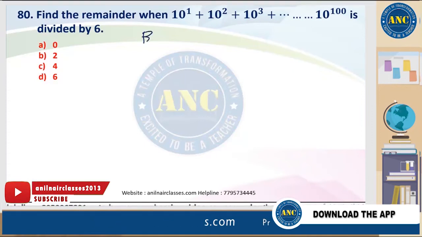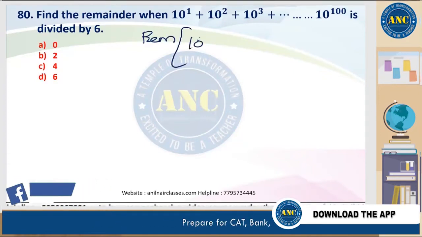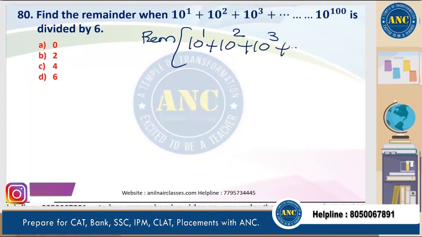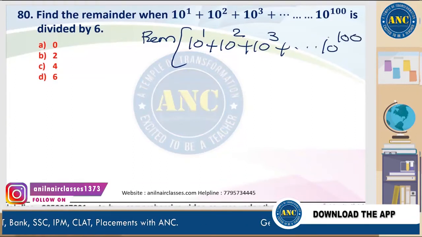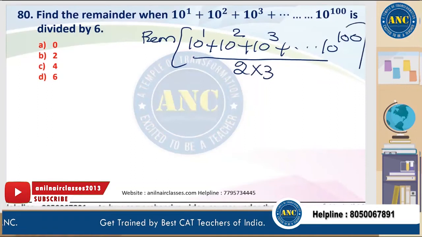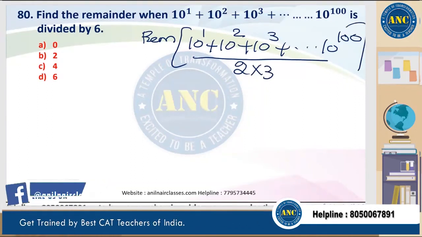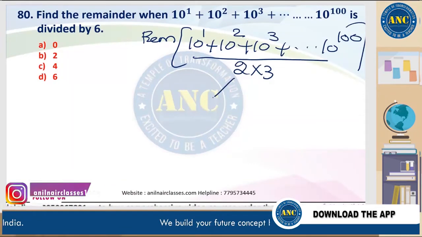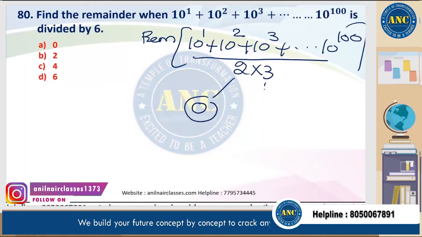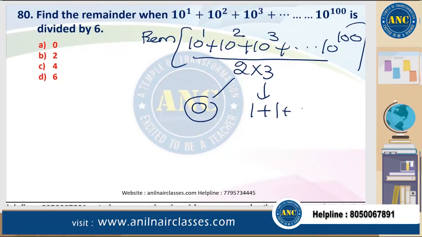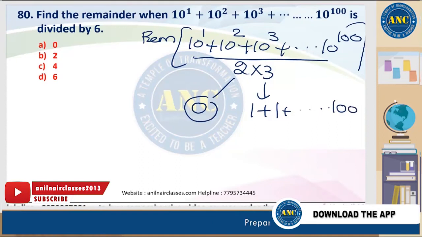Find the remainder when 10 power 1, 10 square, 10 cube and so on up to 10 power 100 is divided by 6, which is 2 into 3. 10 is divisible by 2, 10 square is divisible by 2, 10 cube is divisible by 2. So all are divisible by 2. With 2 remainder will be 0. With 3, 10 divided by 3 gives remainder 1, again 1, so 1 1 1 1, it will be 100 times.